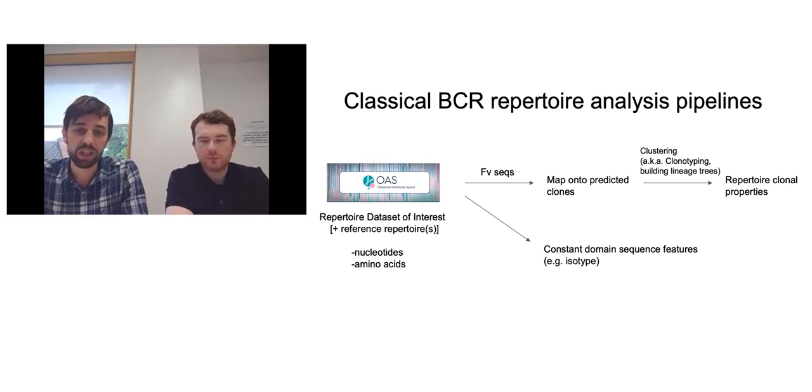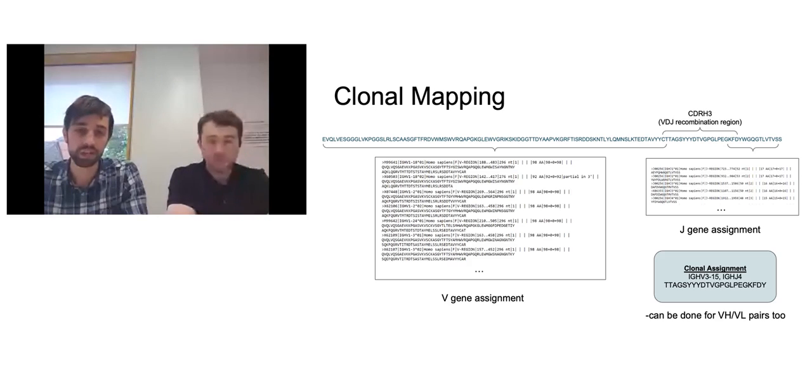Frequently, we can get the constant domain straight out of these sequences, because the particular primers that we use in the sequencing can capture enough of the constant domain that we can tell what isotype is attached to the variable domain. But a lot of the focus is on the variable domain itself, and the concept is to map these sequences onto predicted clones. So which sequences do we think in this repertoire are likely to come from similar progenitors, to see what sort of structure, if any, exists in the data?